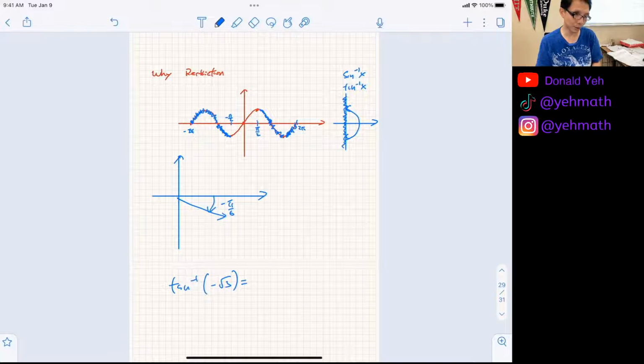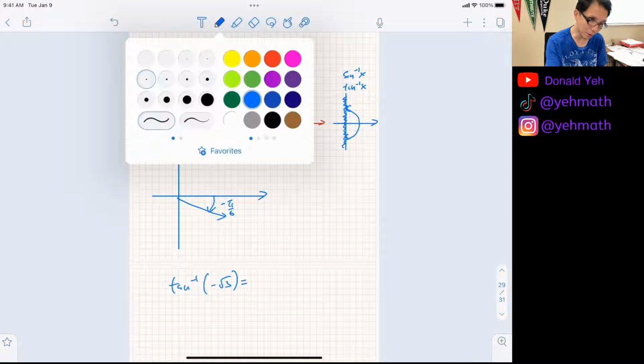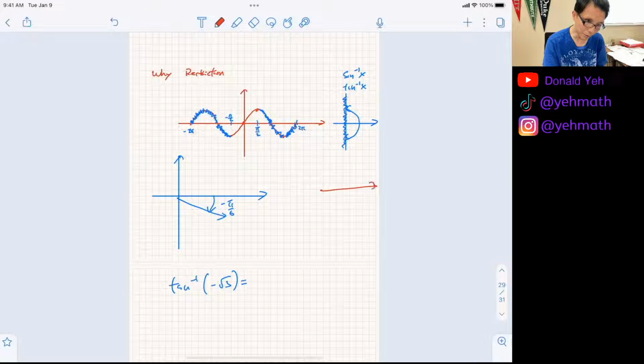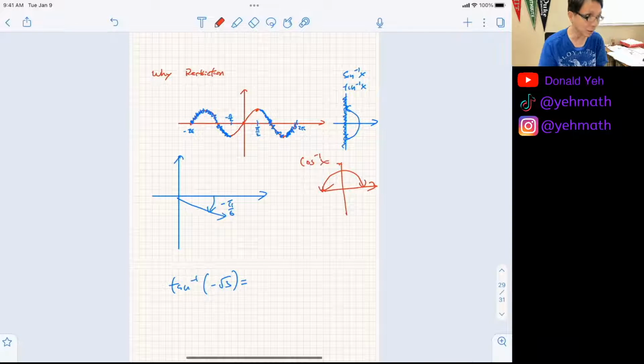Remember, you had to follow restriction. Also, there's a cosine restriction. I'm going to tell you: the cosine restriction is the top two quadrants. So cosine inverse of x is going to be in the top two. But with cosine, students usually never make a mistake because you don't go past that as often.